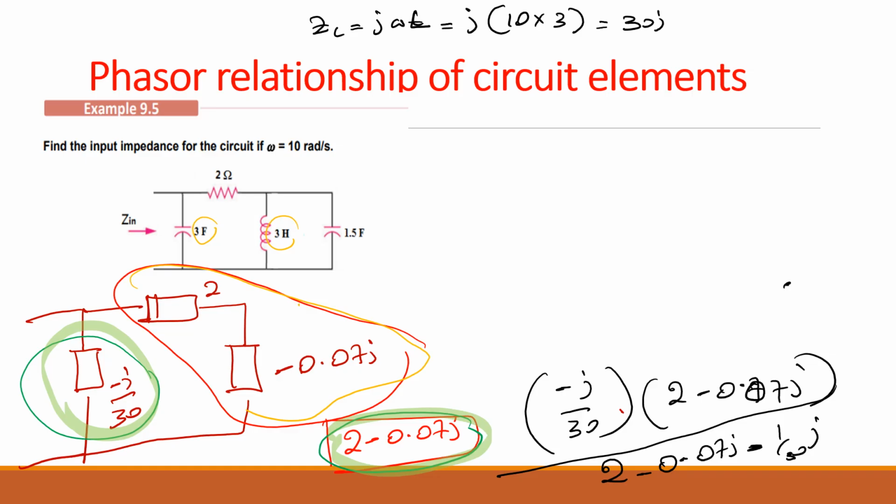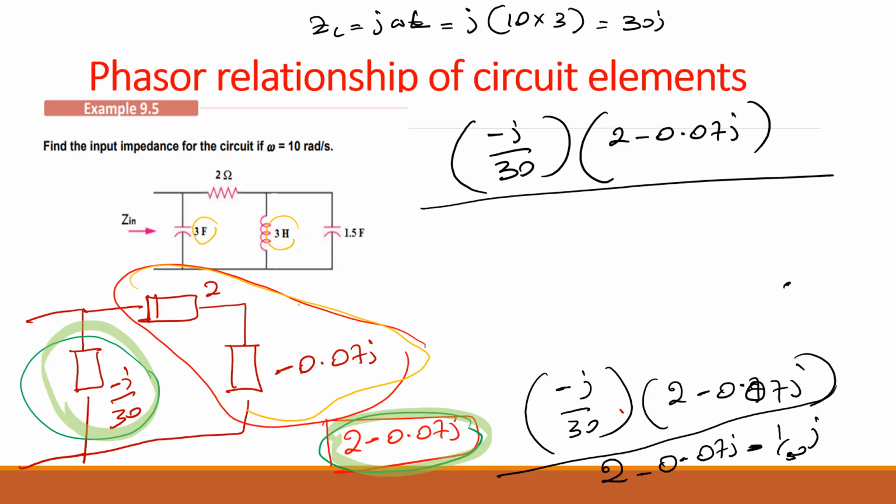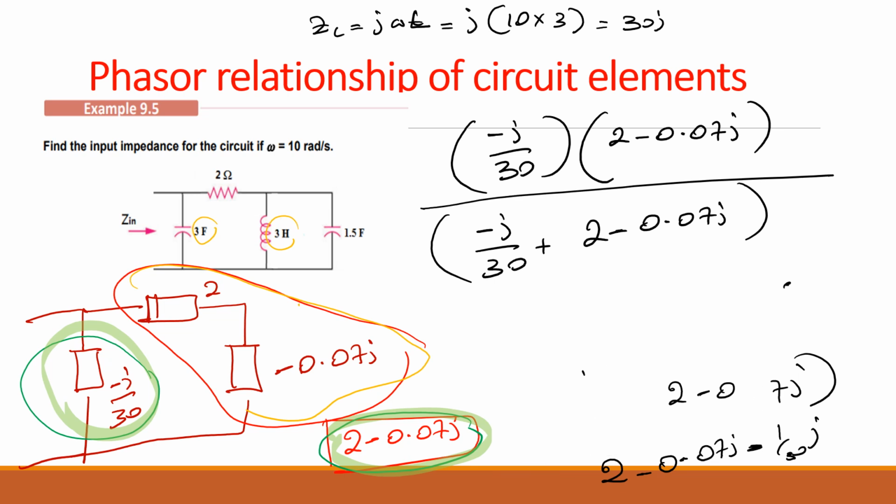So when they are parallel, they multiply and divide, isn't it? So negative j over 30 times 2 minus 0.07j divided by plus this. Am I right? That's what you did in week 1. That's why I told you week 1 is very important. When you have resistors in parallel, this is how you do it. So you do it for the impedance as well.